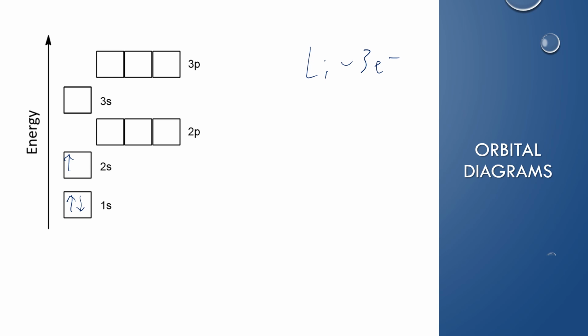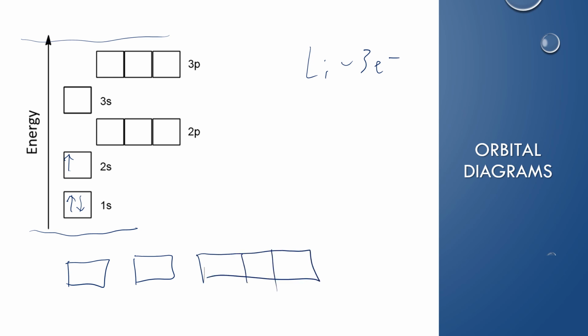And sometimes you'll see orbital diagrams like this where they're ordered from lowest energy at the bottom to highest energy at the top. Sometimes you'll just see them laid out in order like this. So this would be 1s, 2s, 2p. And then P, D, and F, since there are multiple orbitals in each sublevel, you'll see those boxes together.